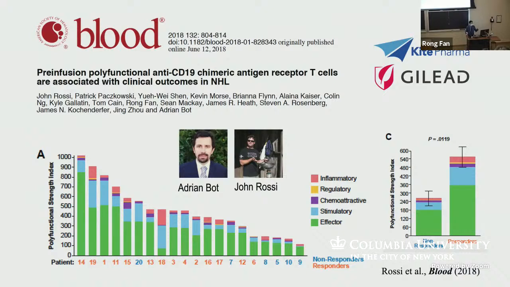And they found that indeed the ability of every CAR T cell to co-produce multiple cytokines, defined here as the polyfunctional strength index, correlates very well with the clinical outcome of those patients. Most of the non-responders have much lower PSI, polyfunctional strength index, at the beginning, even before you give the CAR T cells back to the patient. If you look at the responders versus non-responders, the p-value is statistically significant.